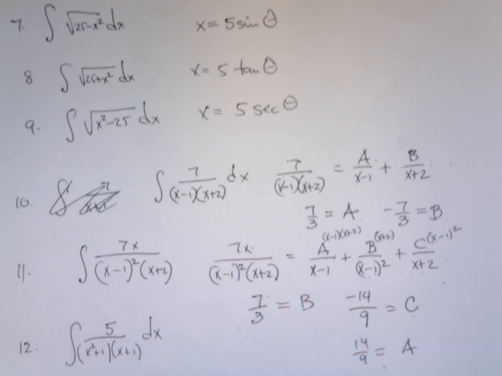Okay. 13. What did you say b was again? Sorry. That's all right. It's okay. B was 7/3. Same as a. A was 14/9. You all set on that? Yeah, I just put a different one for a. All right, number 12.